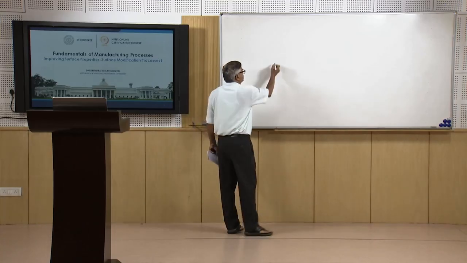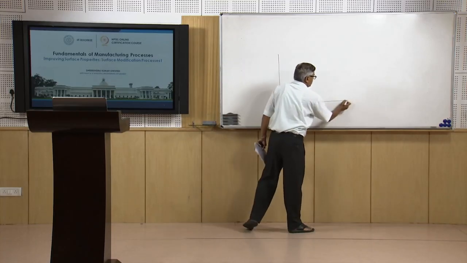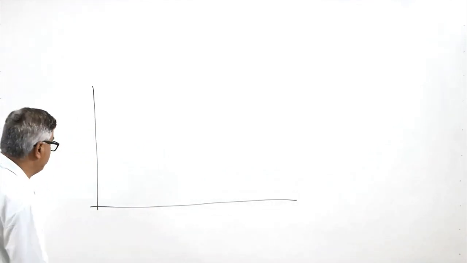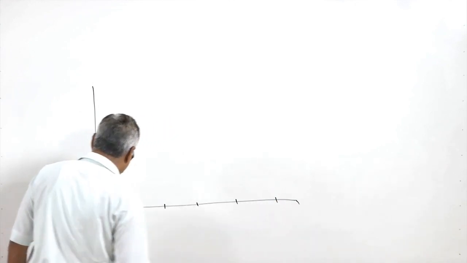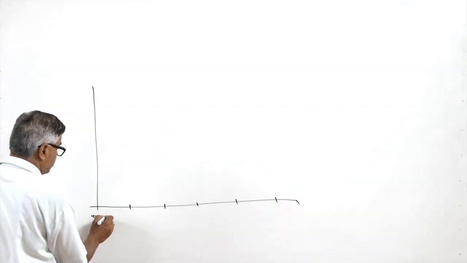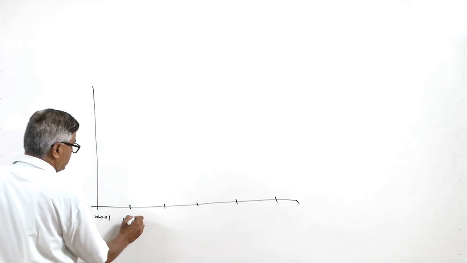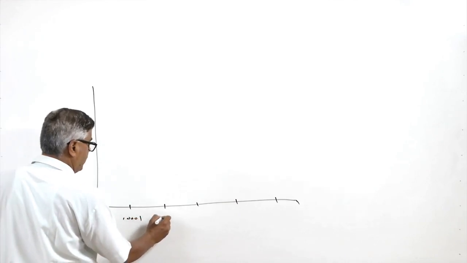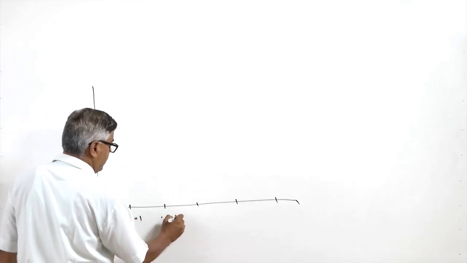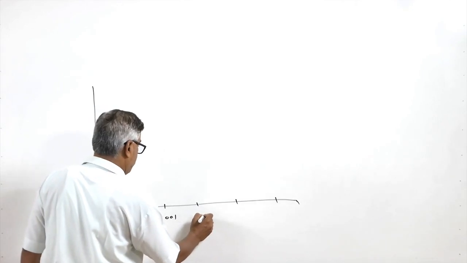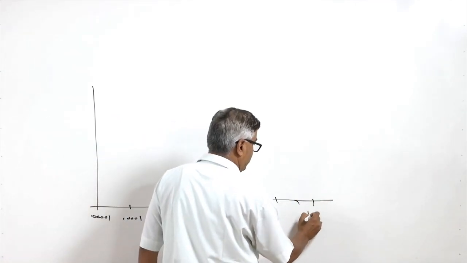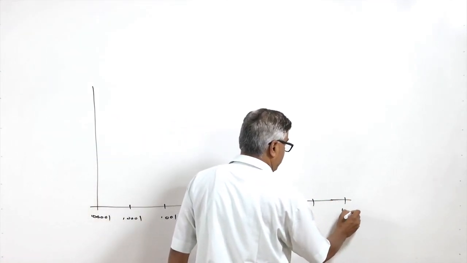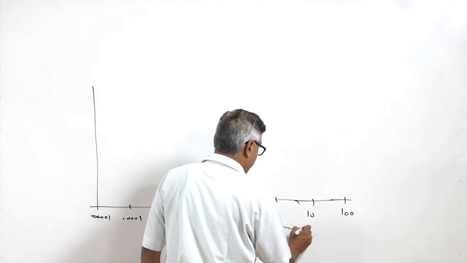Since the techniques are very wide in range, the depth up to which surfaces can be modified can vary significantly, in this form: 0.0001, 0.01, 0.1, 1, 10 and 100. It's in mm.